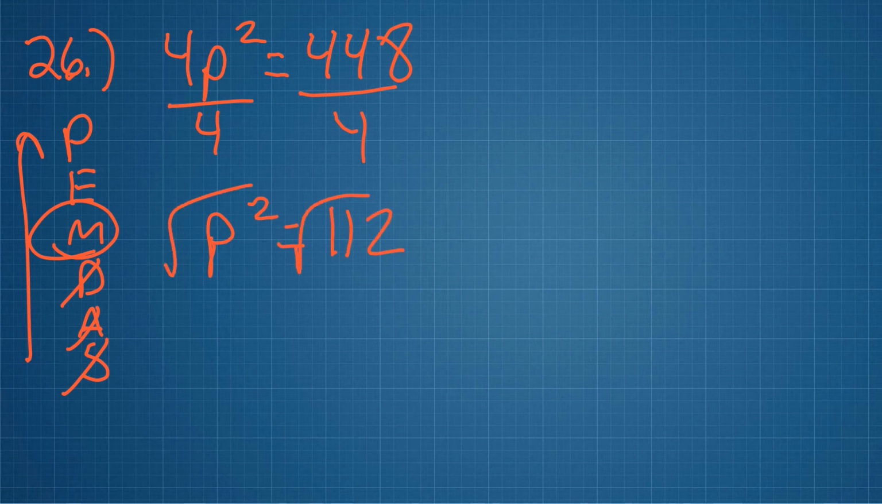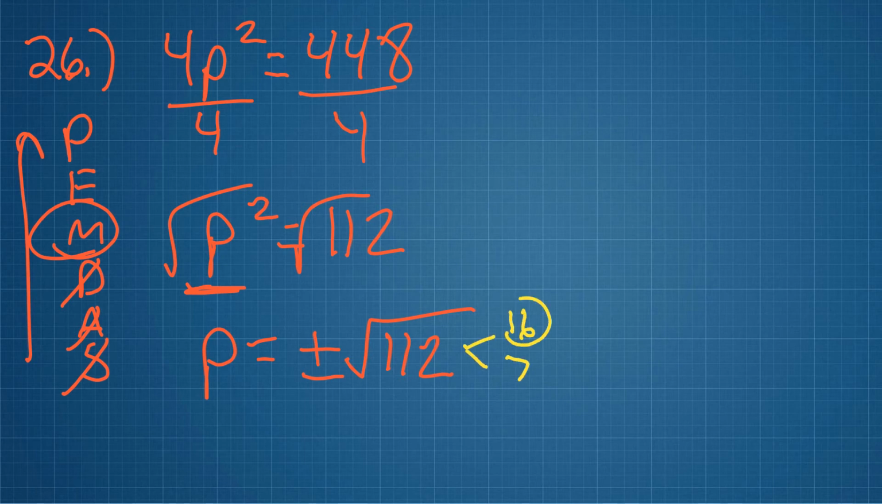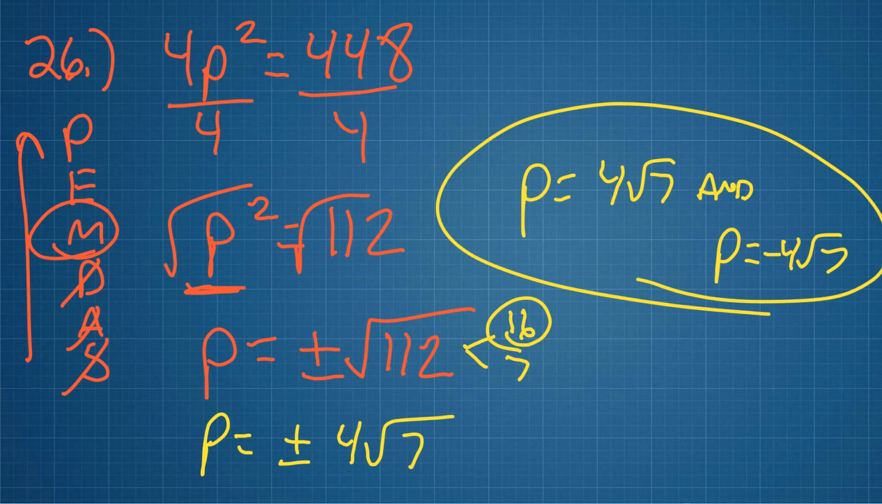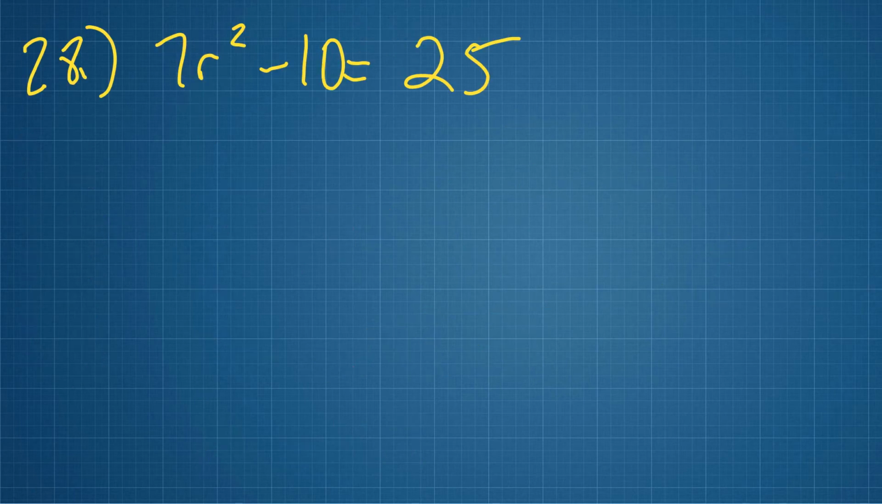Now I take the square root of both sides. I get p. It's plus or minus because there's a letter that's being square rooted. The square root of 112. Now, if you don't know, 112 is 16 times 7, where 16 is perfect. So p comes out as plus or minus, 16 comes out as 4, 7 stays in jail forever. So your final answer is p equals 4 radical 7, and p equals negative 4 radical 7. Remember, I want you to write your answer out twice because I need you to understand that plus or minus means two different answers. And that's it for 26.